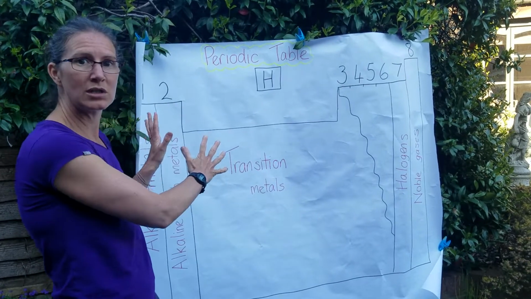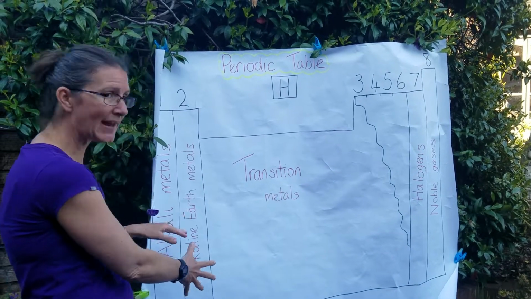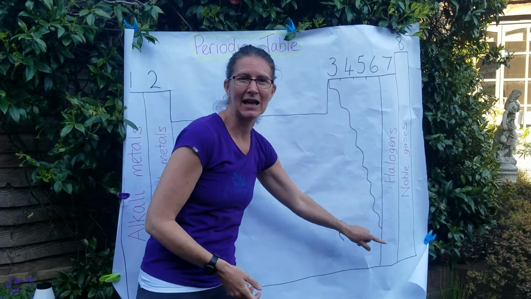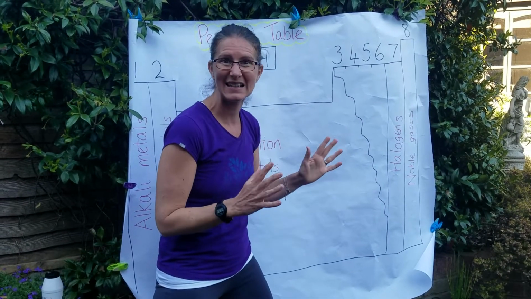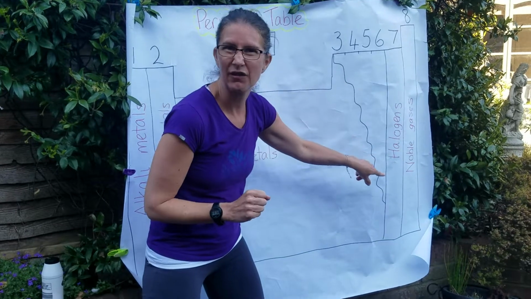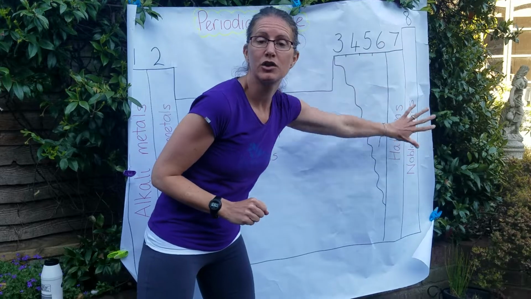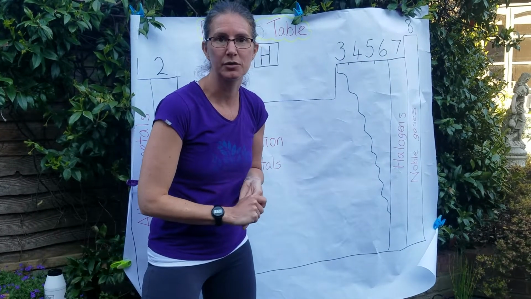Now you'll probably notice most of the periodic table is metals. These are all metals, metals, metals, metals, and then we get to this zigzag line. This is questionable. Some chemists would argue where that's exactly placed, but we'll stick it there for now. And then we move into this corner. The top right corner is the non-metals, so gases.